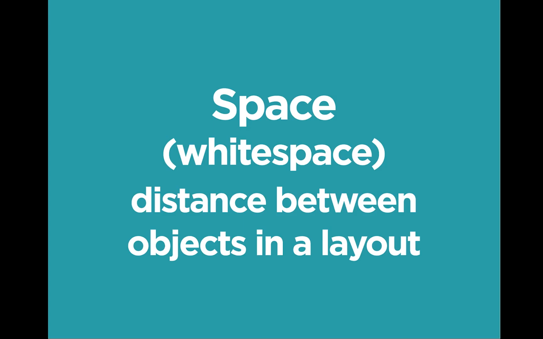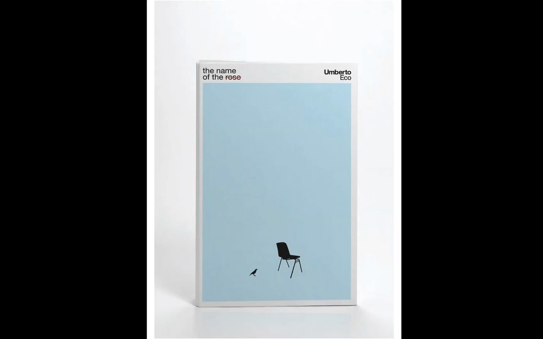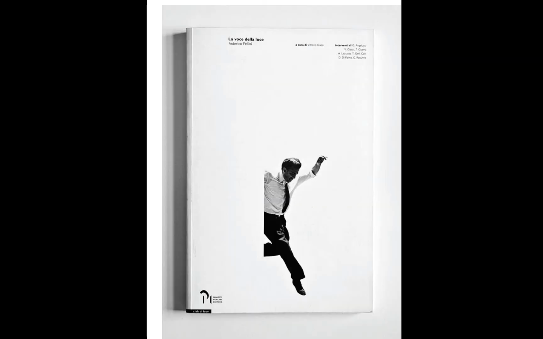Space, or white space, is the distance between objects in a layout. Space is not necessarily white, even though it is white space. White space refers to the area in your design that doesn't contain content. So in this case, most of this page doesn't contain content, or it is the white space. It's also called negative space, and then the content is called positive space. So white space and negative space are synonymous.